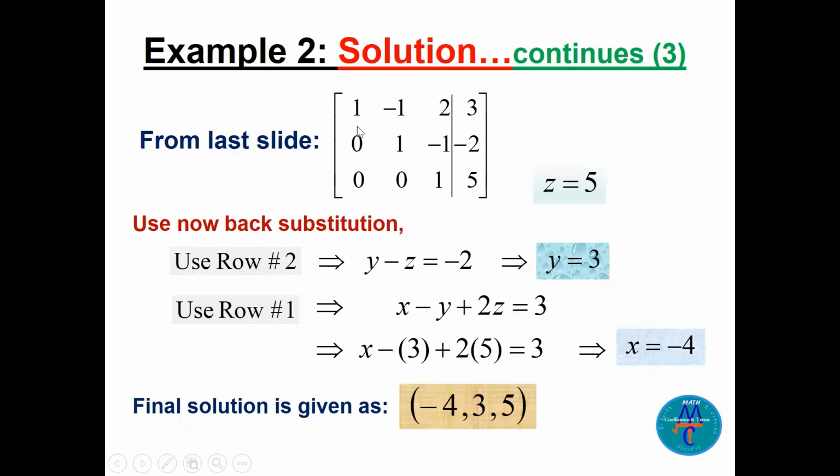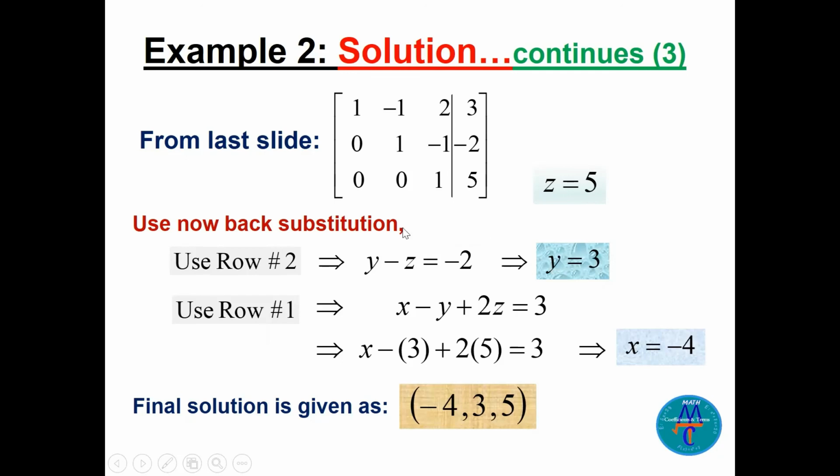So use row 2. Look at row 2 here. See y here. This is 0x, I don't write it. y minus z equals minus 2. So directly I put z there: y minus 5 equals minus 2, the 5 becomes minus 5. On the other side, y will be 3.